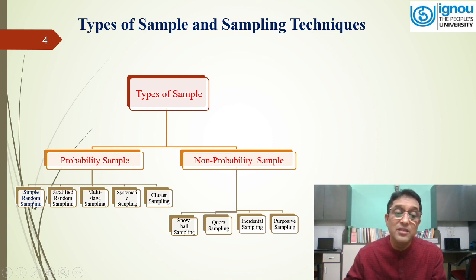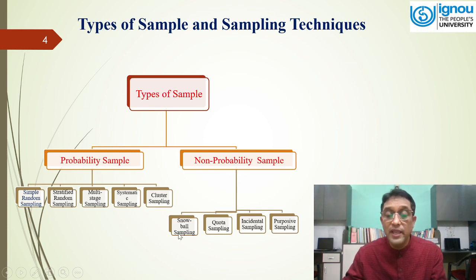And if you are adopting the probability sample, then these 5 different techniques I have already discussed in my earlier video lesson, that is simple random sampling, stratified random sampling, multi-stage sampling, systematic sampling, and cluster sampling. So I am not going to discuss again the concept, the processes and the steps that you have to follow for selecting the probability sampling. I have already discussed that.